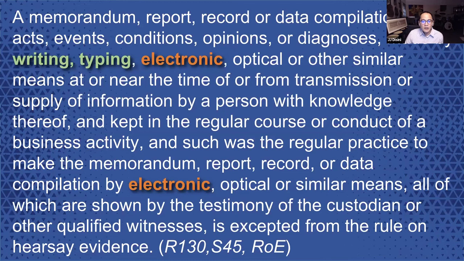The third, of course, relates to the business records exception, okay? Which, as you can see, contemplates that the records that are kept are in electronic form. So if the business records are in electronic form, they are now considered exceptions to the hearsay rule under the rules on evidence. Therefore, the question now is, do you authenticate electronic documents or electronic records under the revised rules on evidence, because you're relying on section 45 of rule 130, or are you going to rely on the rules on electronic evidence, in which case you authenticate it using that provision?